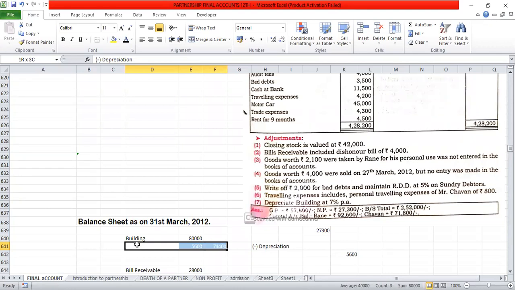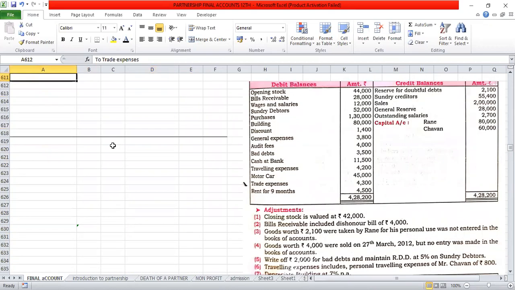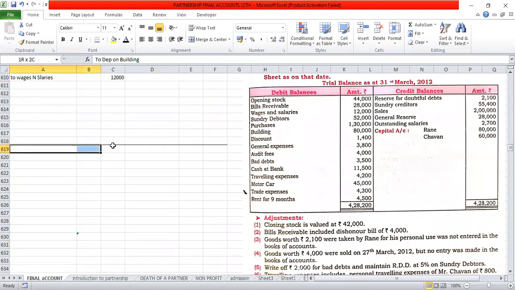5,600. I asked how much? He says 5,600. That 5,600 is the depreciation. Second effect of depreciation goes to the profit and loss account, debit side: to depreciation on building, 5,600.